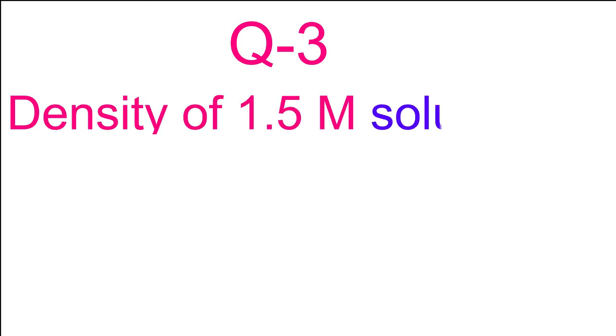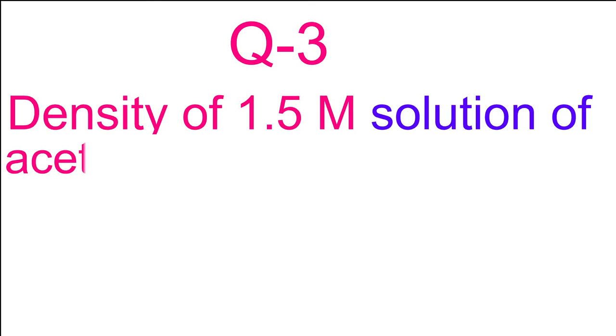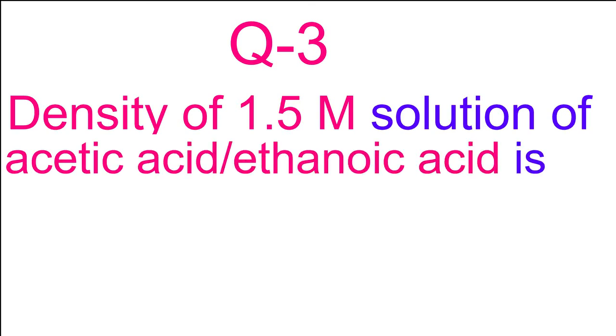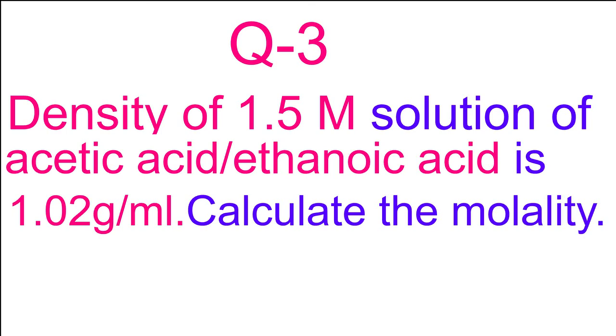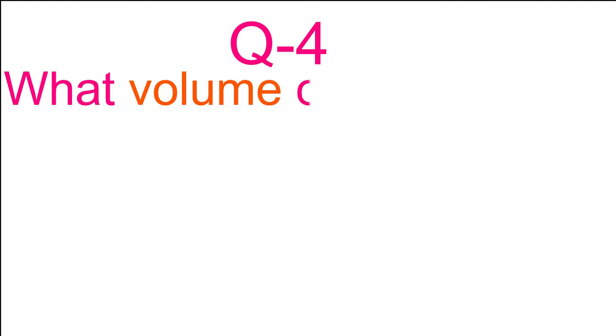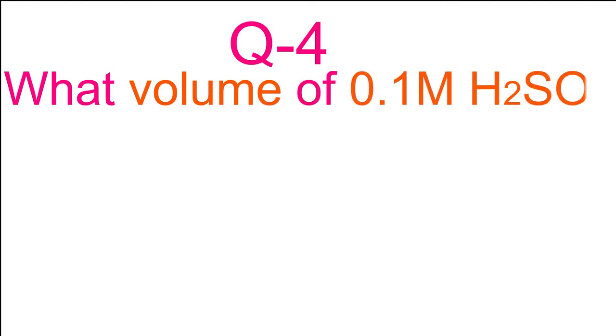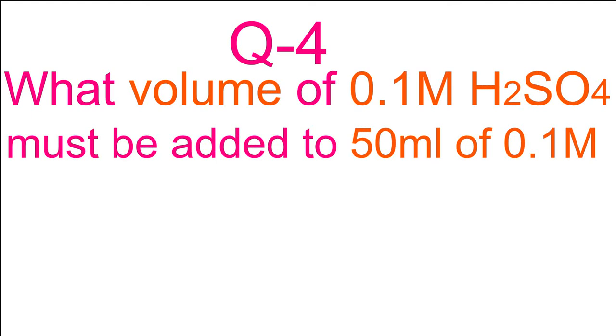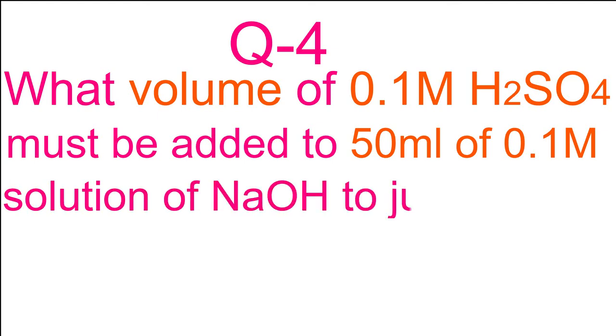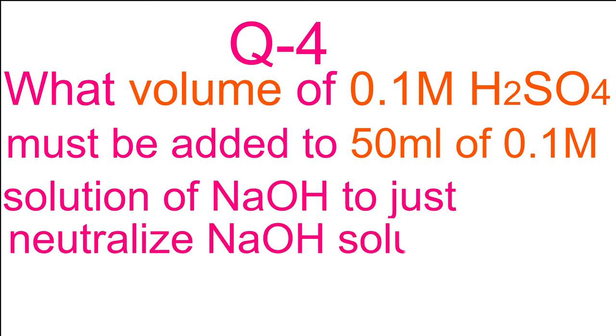Question number 3. Density of 1.05 molar solution of acetic acid, acetic acid means ethanoic acid, is 1.02 gram per ml. What you have to calculate? You have to calculate the molality. Next, question number 4. What volume of 0.1 molar H2SO4 must be added to 50 ml of 0.1 molar solution of NaOH to just neutralize the NaOH solution?